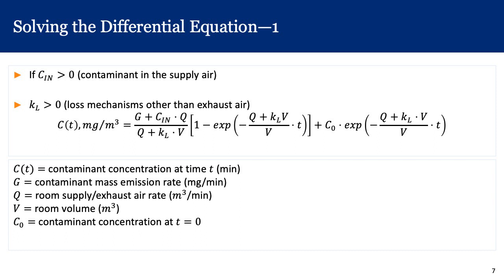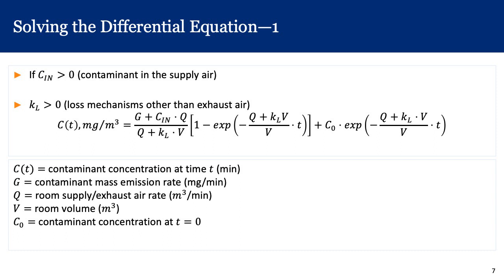So the first term on the right-hand side is this ratio of two terms, and that's essentially a constant. So G plus Cn times Q divided by Q plus KL times V. So all those terms are constant. And this is multiplied by a term which looks like 1 minus exponent, or e to the power, again, a constant times t, or in fact, minus a constant times t.